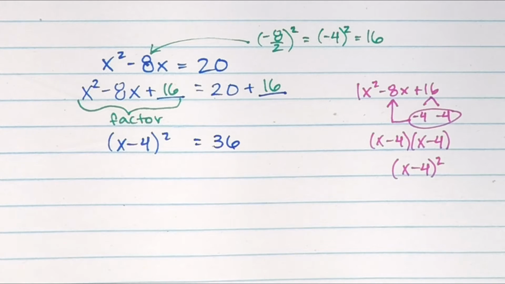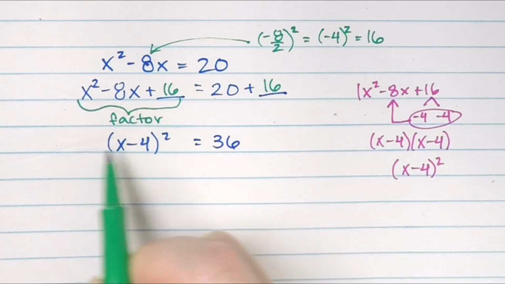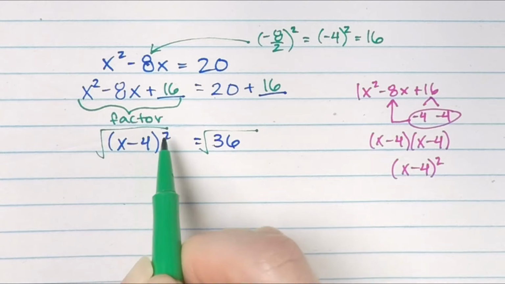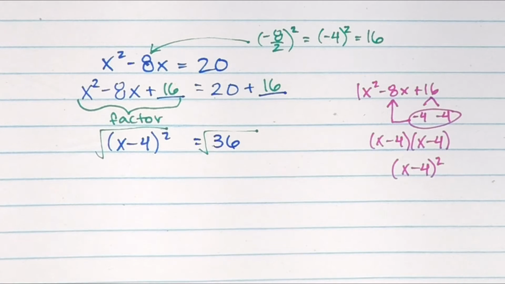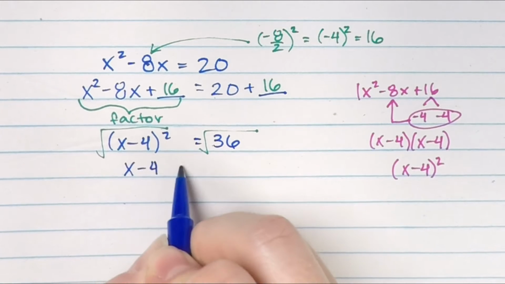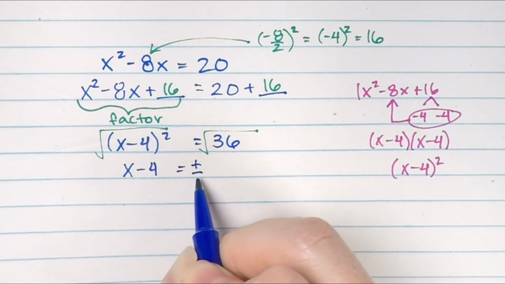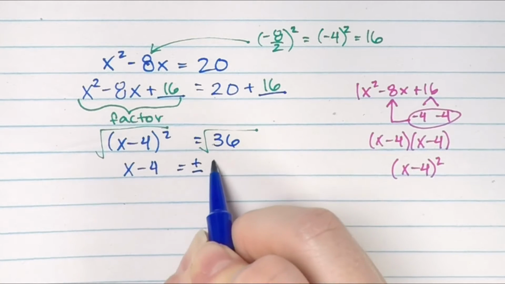Okay, so if I want to solve this by square rooting both sides, there's nothing outside of these parentheses squared, so I can go straight to square rooting both sides. The square and square root cancel out, so that means on the left side, I have just the x minus 4. And I'm square rooting both sides, so don't forget plus or minus to include all of your possible solutions, and the square root of 36 gives me 6.